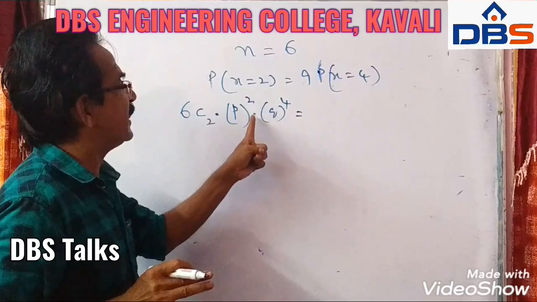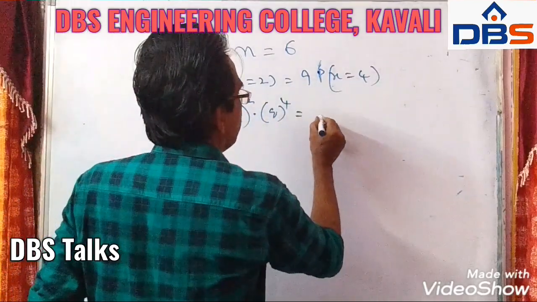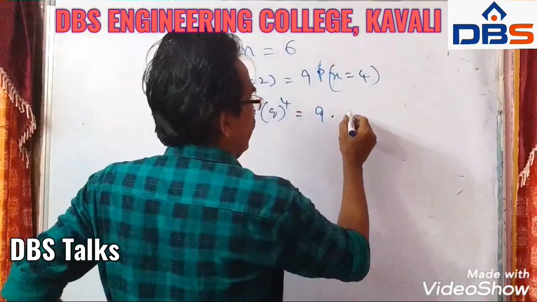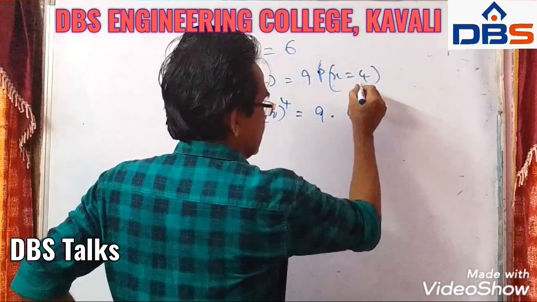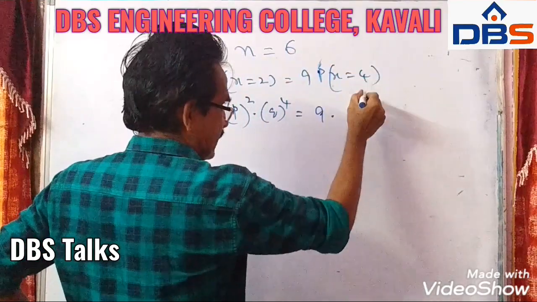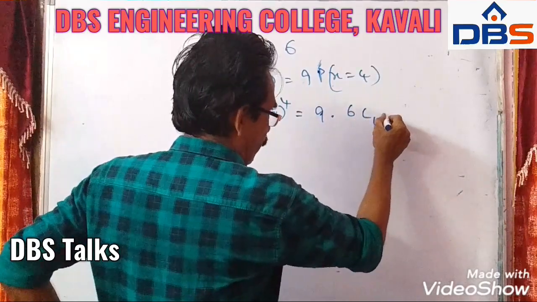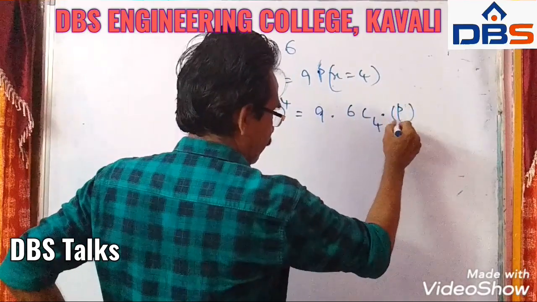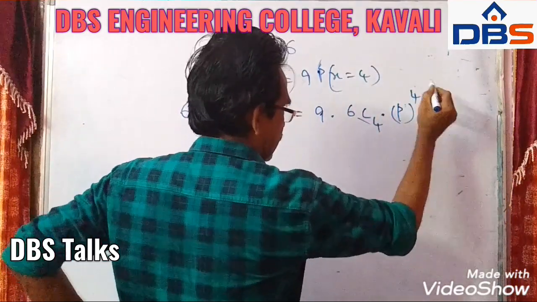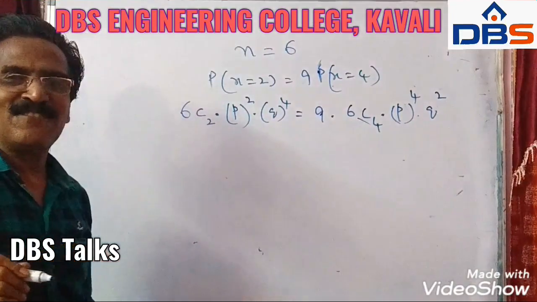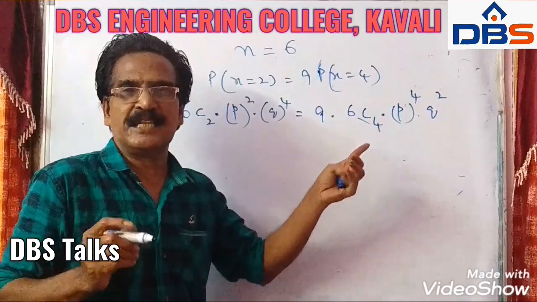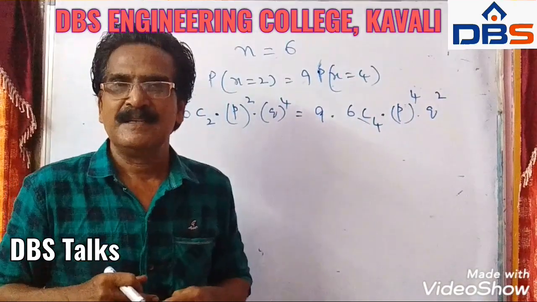6C2 into p square into q power n minus r is equal to 9 times P of x equal to 4, friends. X equal to 4 means out of 6 trials, 4 successes. 6C4 into p power 4 into q power n minus r. This is the equation, friends. 6C2 and 6C4 are same, nCr is equal to nC(n minus r).